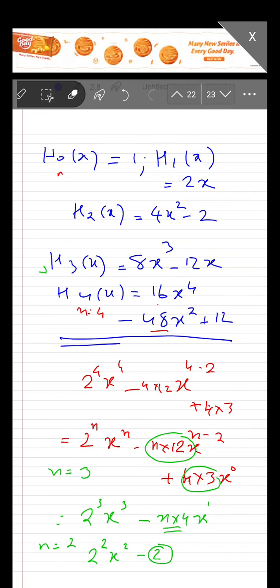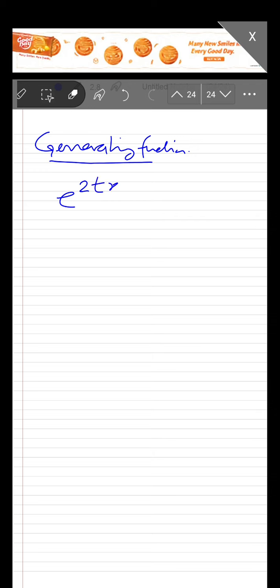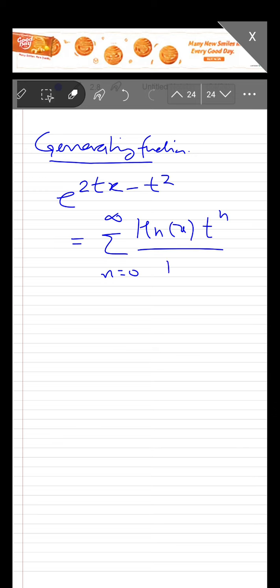However, we do have a generating formula. So there is a generating function which says that e to the power 2tx minus t square is equal to the sum from n is equal to 0 to infinity of H_n(x) t to the power n by n factorial. This is the generating function for Hermite polynomial.